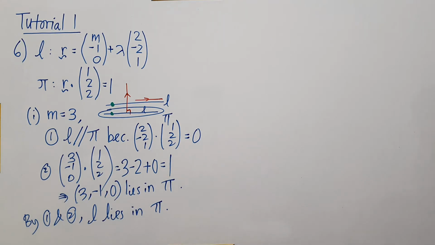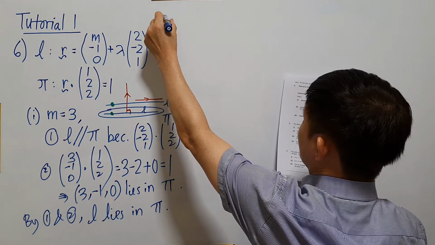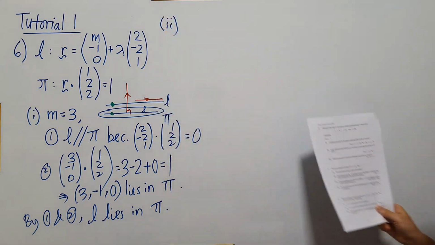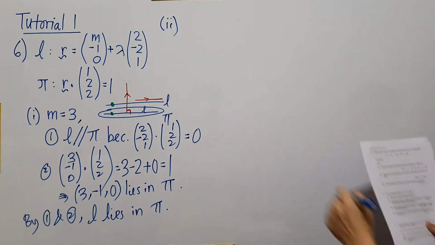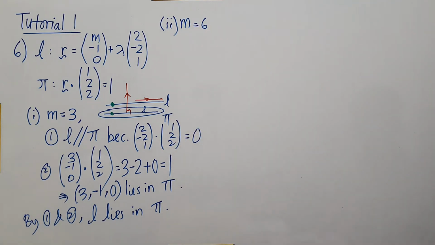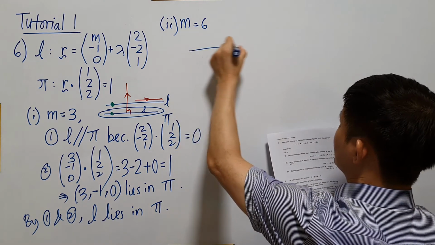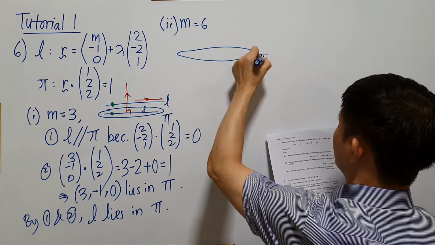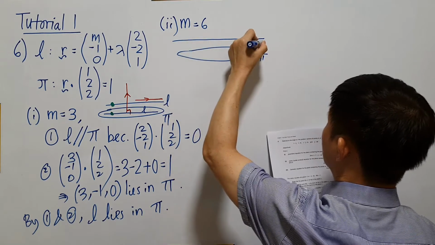Okay. This is actually part 1 of question 6. In part 2 of question 6, what you're told is, now the value of m is 6. So if the value of m is 6, then you don't have a scenario where the line lies in the plane. Right? If m is 6, you can imagine the scenario will be like this: this is the plane pi and this is the line L.